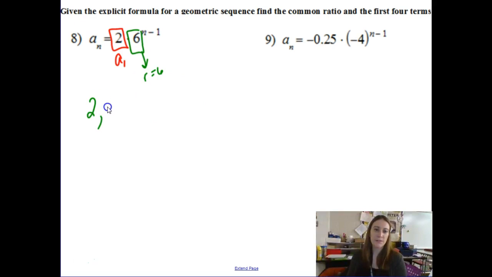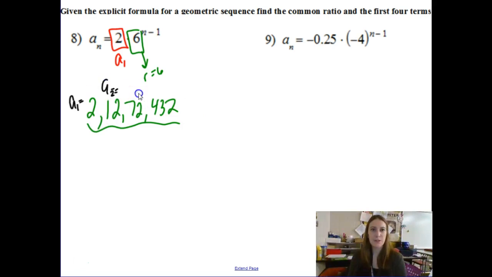So 2 times 6 is 12. 12 times 6 is 72. 72 times 6, I already found it, is 432. So here's the first 4 terms of the sequence. And again, you can define them or you can list them. So you can say like this is a sub 1, and you can say this is a sub 2. You can say this is a sub 3, and this is a sub 4. The notation, I think, is what troubles kids the most at the beginning of this lesson.